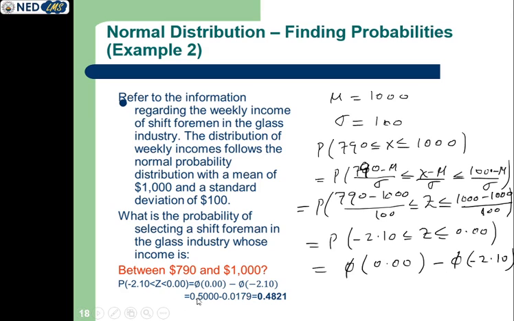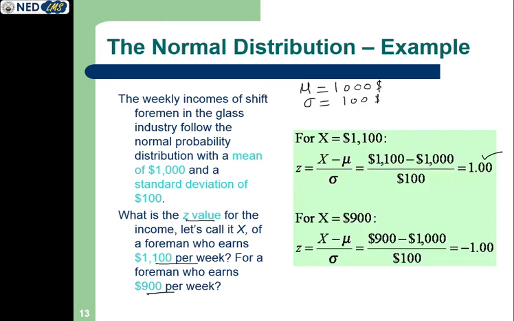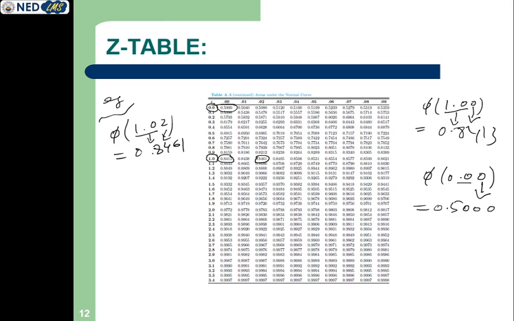This becomes 0.5000 minus, and next, student, minus 2.1 and then 0. This value we already searched in the table in the last numerical, but this value is minus 2.10. Now, student, we are going to search this value in the standard normal distribution table. So where is the value minus 2.10 in the standard normal distribution table?